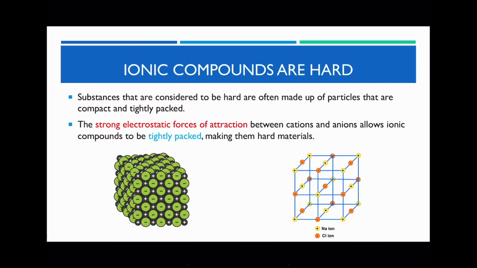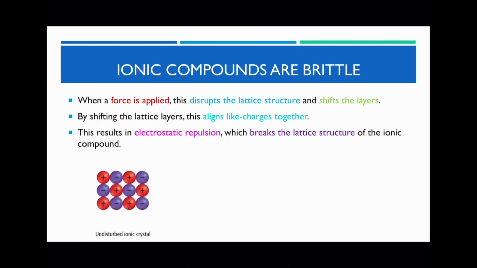Alright, we're now going to be looking at why ionic compounds are hard. For any material to be classified as hard, the reason is that at the atomic level, the particles are compact and tightly packed. So in an ionic compound, due to the strong electrostatic forces of attraction, ionic compounds are tightly packed, and because they're tightly packed, they are therefore considered to be hard materials.